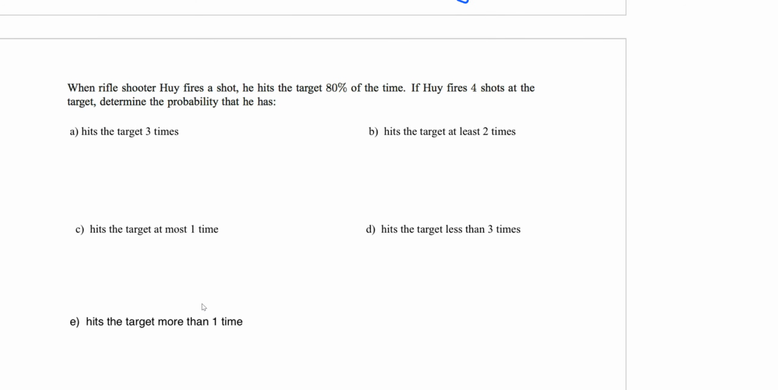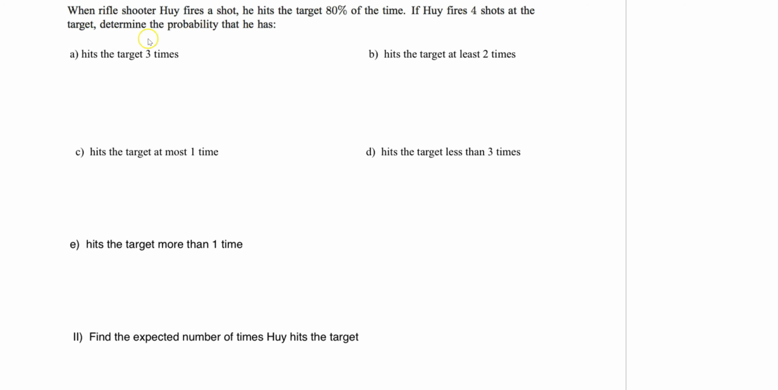So let's go back to Hugh here. Rifle shooter Hugh fires a shot, he hits the target 80% of the time. If Hugh fires 4 shots at the target, determine the probability that he has hit the target 3 times. So let's do some first.